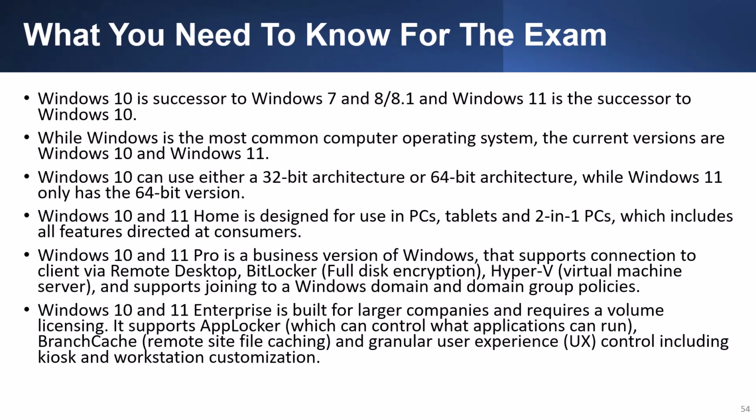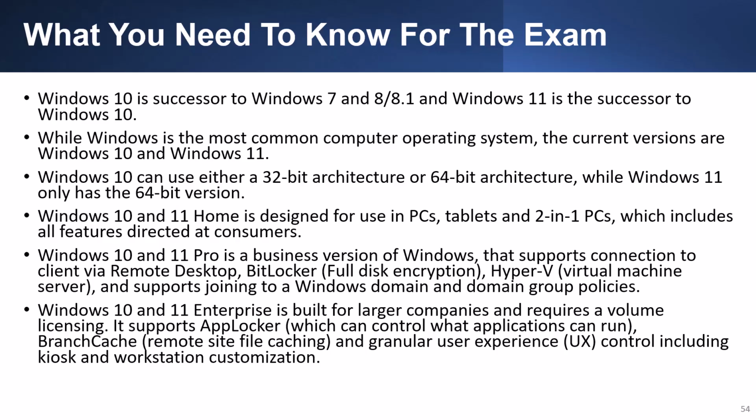In summary, Windows 10 is successor to Windows 7 and 8/8.1, and Windows 11 is the successor to Windows 10. While Windows is the most common computer operating system, the current versions are Windows 10 and Windows 11. Windows 10 can use either the 32-bit architecture or 64-bit architecture, while Windows 11 only has the 64-bit version.